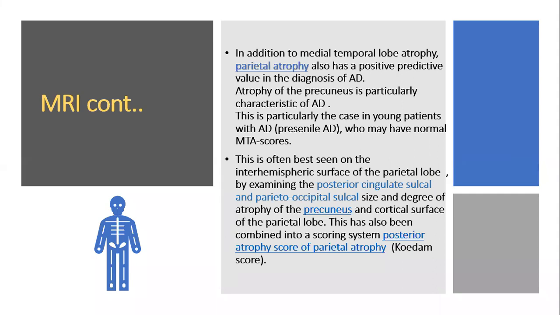This is particularly the case in young patients with Alzheimer's disease, also known as presenile Alzheimer's disease, who may have a normal MTA score. This is often best seen on the interhemispheric surface of the parietal lobe by examining the posterior cingulate sulcal and parieto-occipital sulcal size and degree of atrophy of the precuneus and cortical surface of the parietal lobe. This has also been combined into a scoring system, the posterior atrophy score of parietal atrophy, also known as the CODAM score.